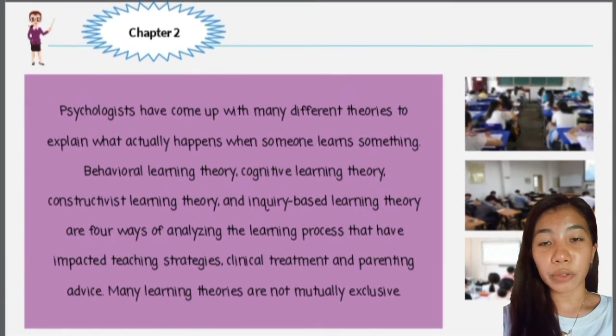Psychologists have come up with many different theories to explain what actually happens when someone learns something. These are the behavioral, cognitive, constructivist, and inquiry-based learning theories. These are the 4 ways of analyzing the learning process that have impacted teaching strategies, clinical treatment, and parenting advice. Many learning theories are not mutually exclusive.